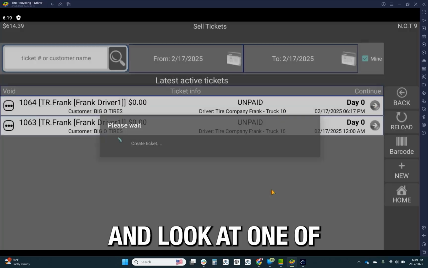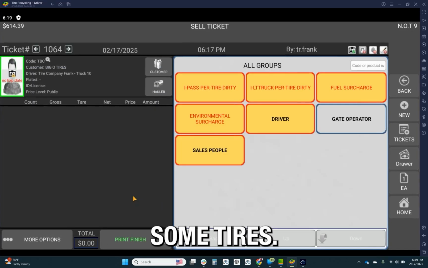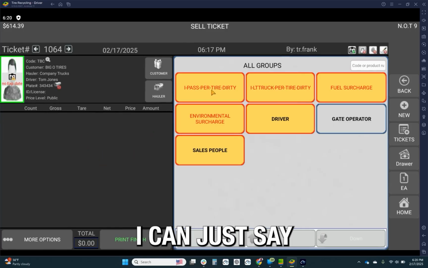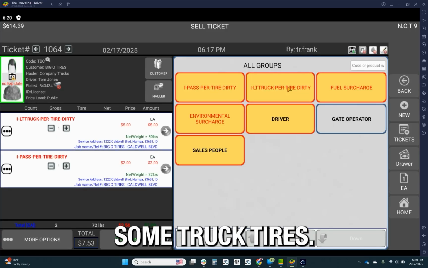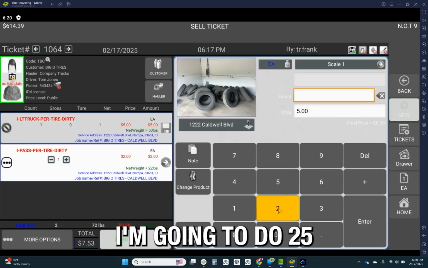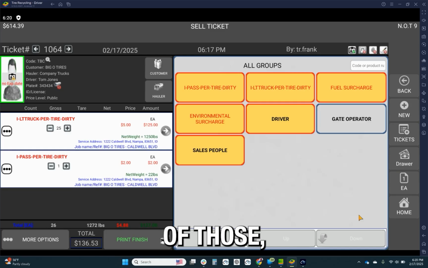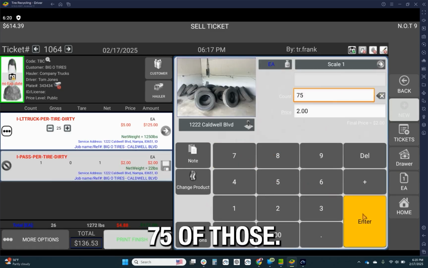Let's go ahead and open up and look at one of these transactions. Now that I've arrived at the tire shop, it's time to buy some tires. So at this point, I can just say I'm going to pick up some passenger tires and I'm going to do some truck tires. I can open up the box and I can say, you know what, I'm going to do 25 of those. And I'm going to open up that one and do 75 of those.